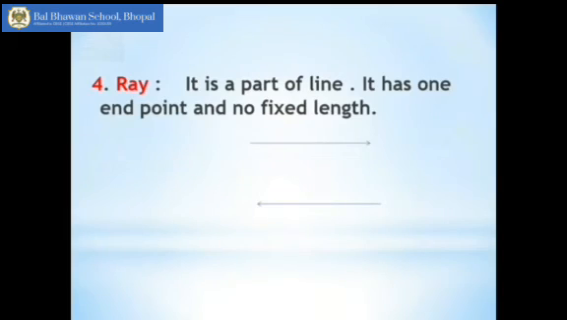Let us learn about rays. Children, a ray is a part of a line. It has one end point and no fixed length. Here we are having two examples of rays. First is the ray OP and another is the ray BA.